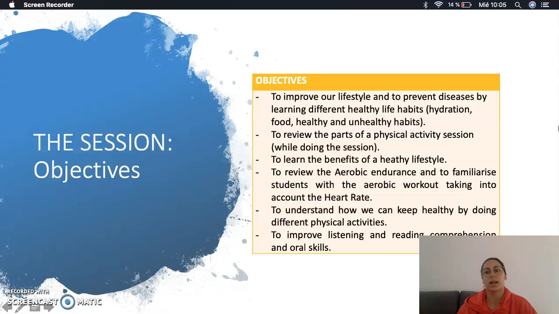So we need to improve our lifestyle and to prevent disease by learning different healthy lifestyle habits. We're going to review the parts of a physical activity session, but it is not the main goal, so we're going to review while doing the session. To learn the benefits of a healthy lifestyle, to review the aerobic endurance, and to familiarize the students with the aerobic workout, but taking into account the heart rate. Remember that in the previous contents of the other courses, our students already know about the basic capacities. Then we want our students to understand how we can keep healthy by doing different physical activities, and to improve listening and reading comprehension and oral skills.